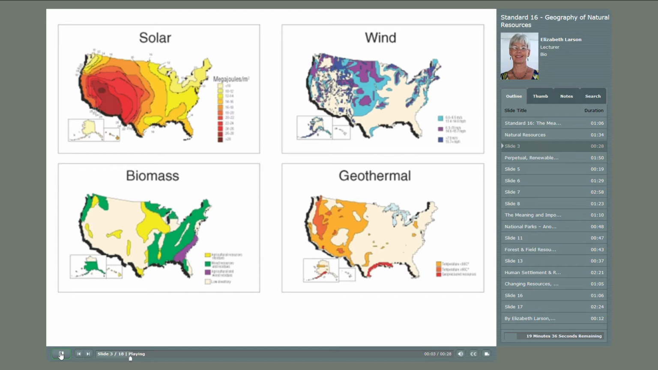On this slide, you see the same resources as in the previous slide: solar, wind, biomass, and geothermal energy broken apart and mapped separately. Take a closer look. Note once again how the information on these maps correspond with the topographical and precipitation maps that you studied in Standard 15.